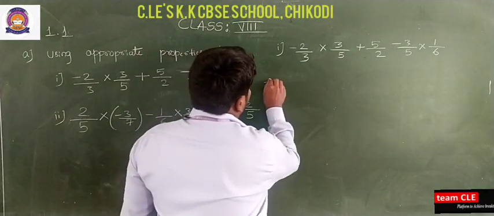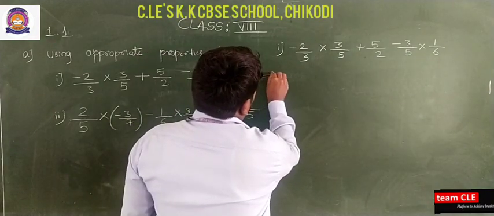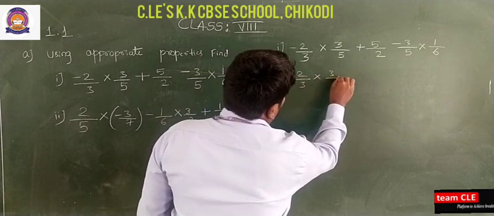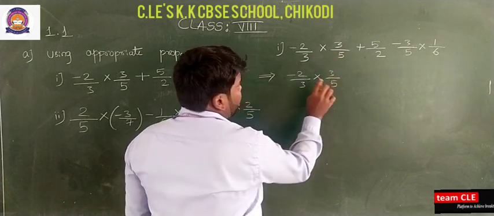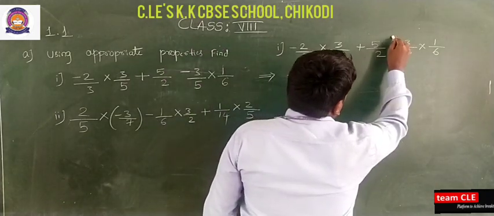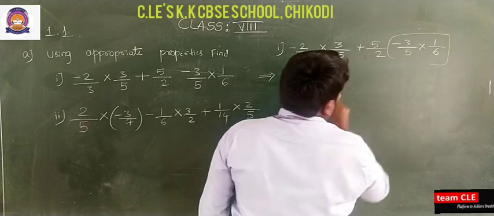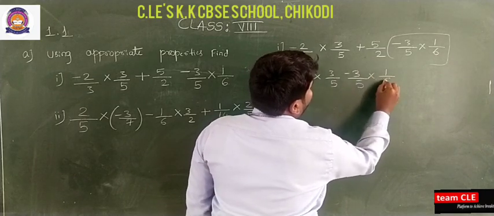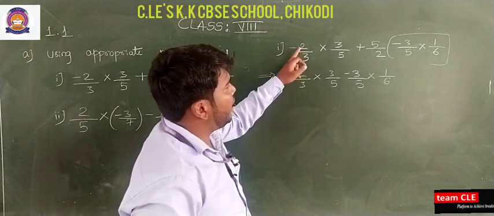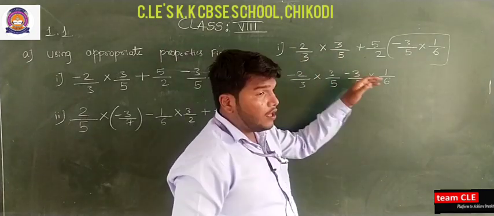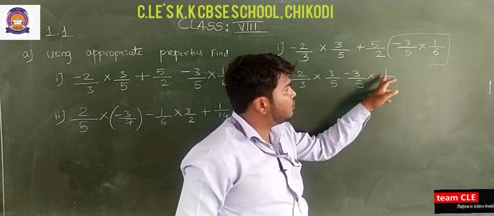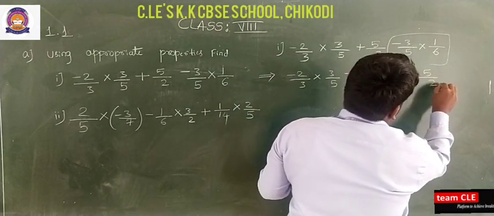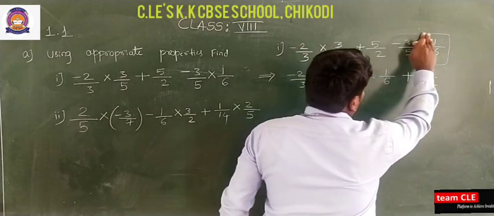So see here all of you, what is the first step I have to do? Minus 2 by 3 into 3 by 5, these two terms you keep as it is. First of all you take this term, minus 3 by 5 into 1 by 6, and write it next. So first write minus 2 by 3 into 3 by 5, and then take minus 3 by 5 into 1 by 6, then you write plus 5 by 2.